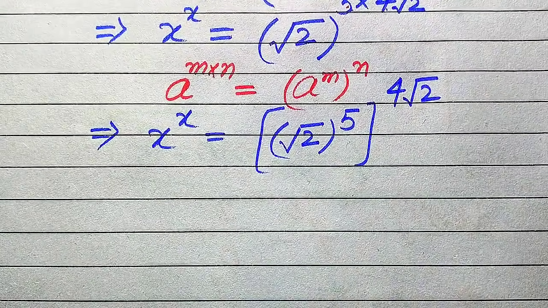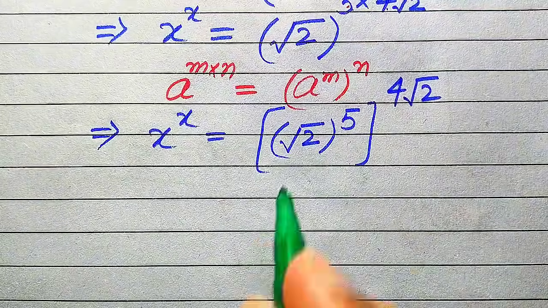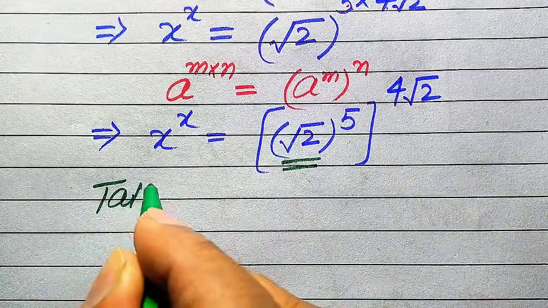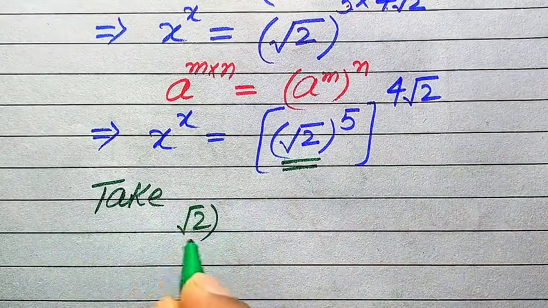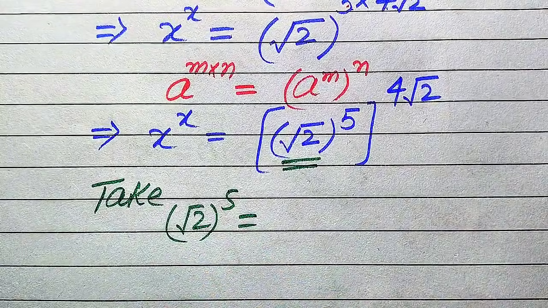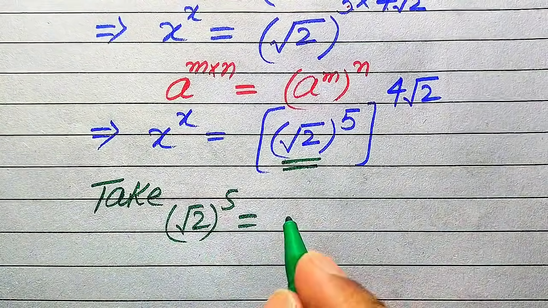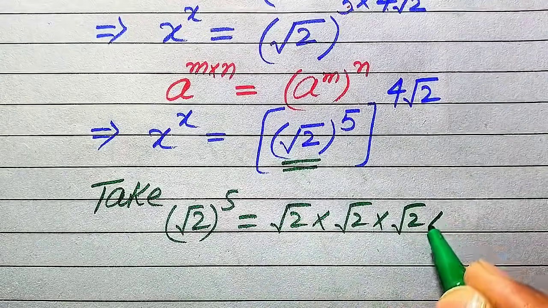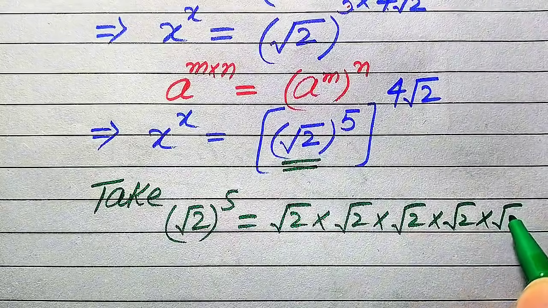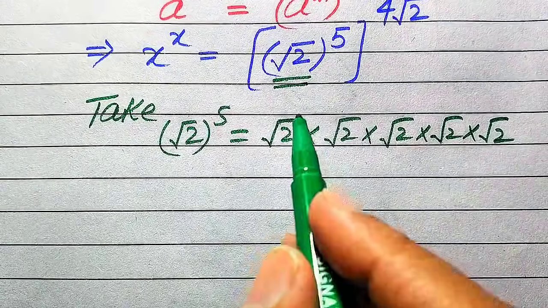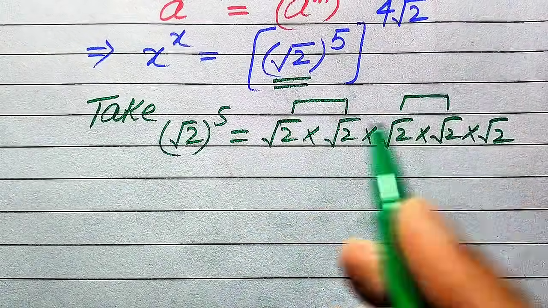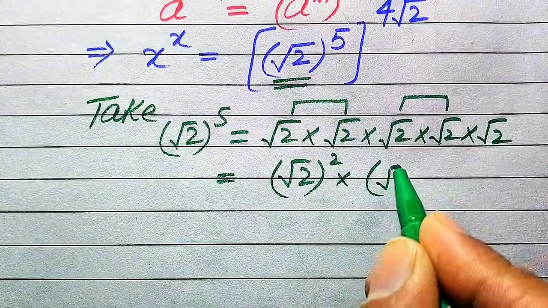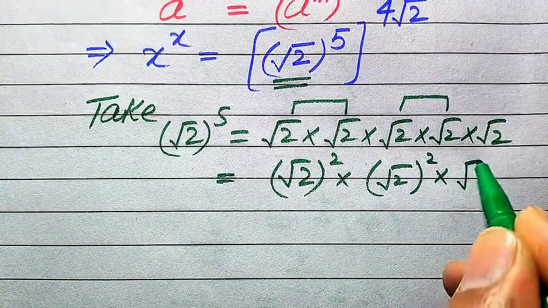And now we need to focus on the base term, and here our base is the square root of 2 to the power of 5, so we will just take the square root of 2 to the power of 5. Now we need to simplify this term. The meaning of this term is that we need to multiply the square root of 2 by itself 5 times. When you multiply the square root of 2 five times, it will be written in this form. When you make pairs of these terms, it will be written as square root of 2 whole square multiplied by square root of 2 whole square multiplied by square root of 2.